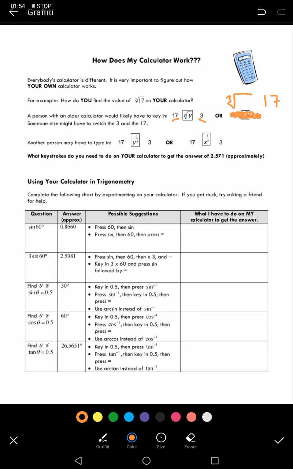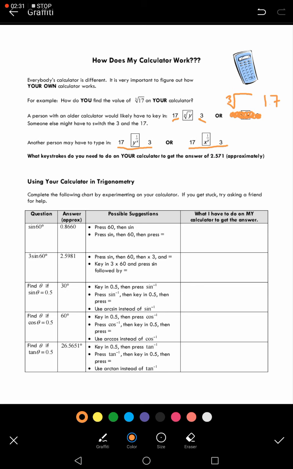Okay, less likely, but possibly if you have a different calculator, you may need to use these buttons here as it shows. So again, you're obviously going to include that 17 and the 3, but you might have a button that's 1 over y to the power of x or 1 over x to the power of y. So again, you type in the 17 first, find that button on your calculator, and then type in 3, and then click equals.